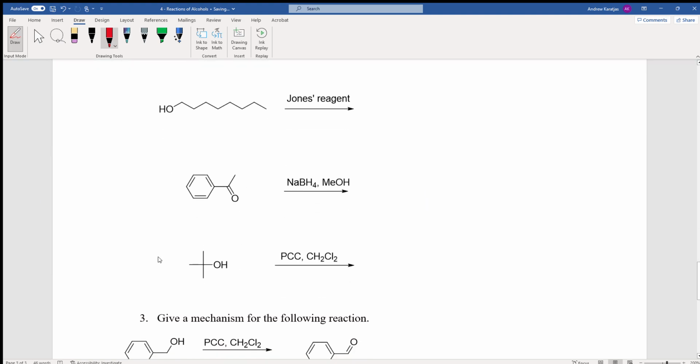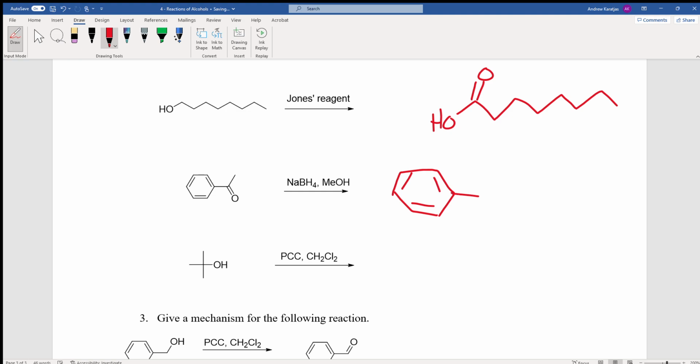On the other hand, in this next example, as we said, Jones reagent with a primary alcohol will oxidize twice to give us the carboxylic acid. Sodium borohydride, as we mentioned in the first example, reduces aldehydes and ketones to alcohols.